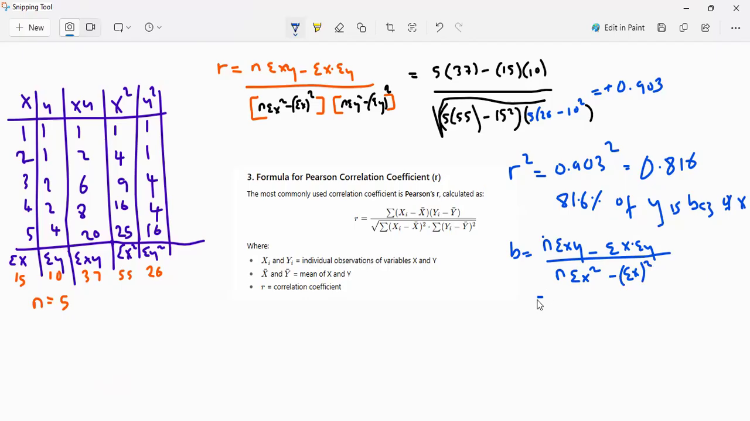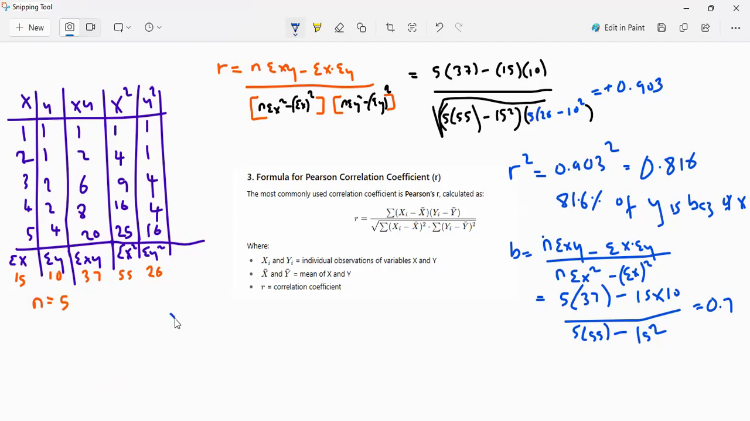So what do we have here? 5 times 7 minus 15 times 10, over this part on x only: 5 times 55 minus 15 squared. What do we get? When you compute this, what are you getting? 0.7.